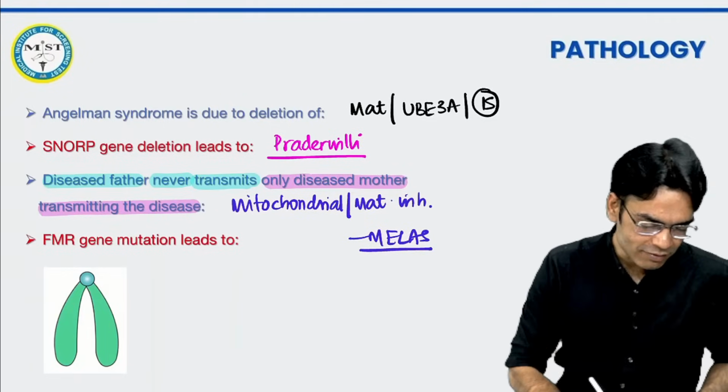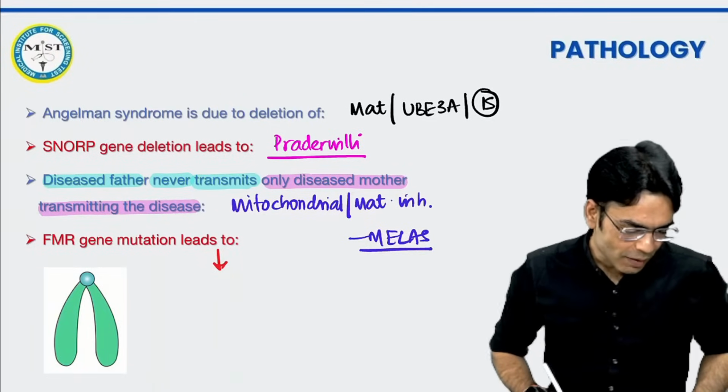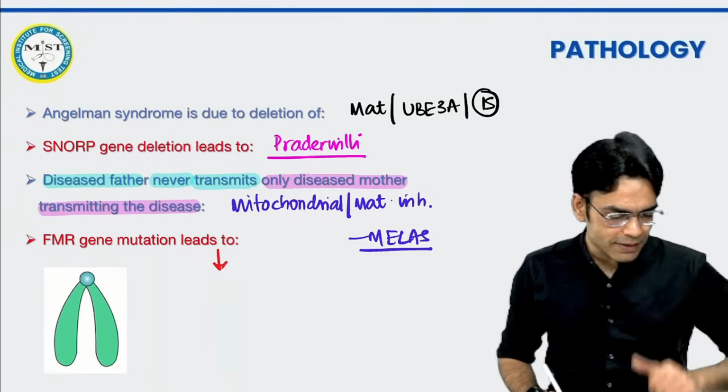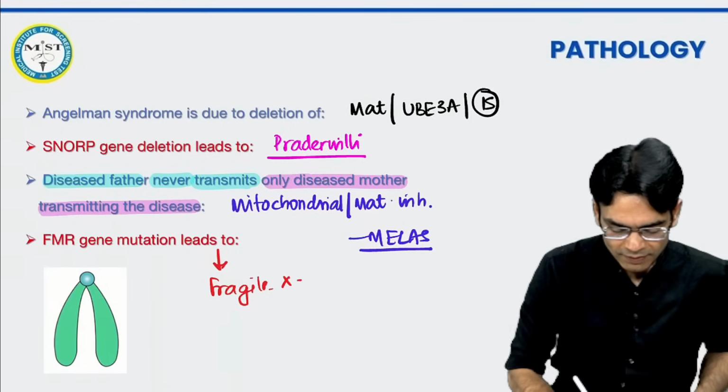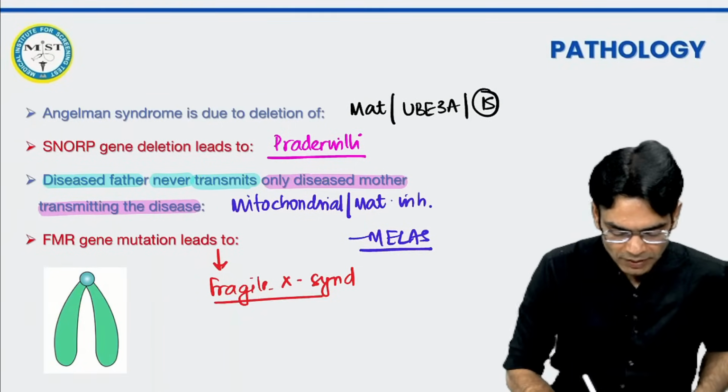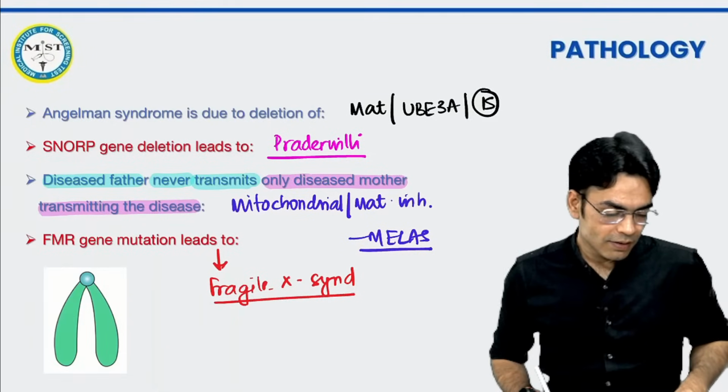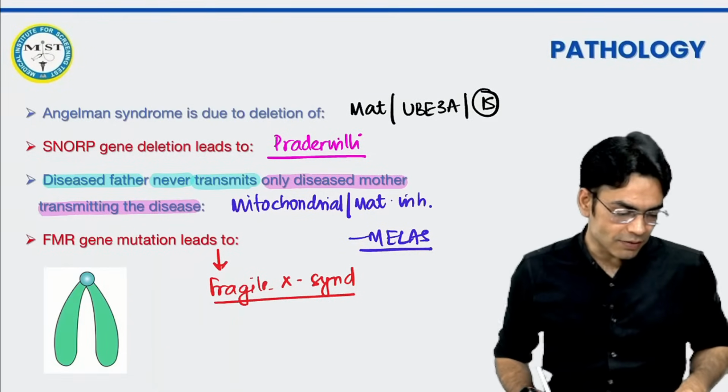FMR gene. Very good beta, very good. Abhishek Bhagat, you are right. This is your Fragile X syndrome. Amazing. Yes, it's Fragile X syndrome.